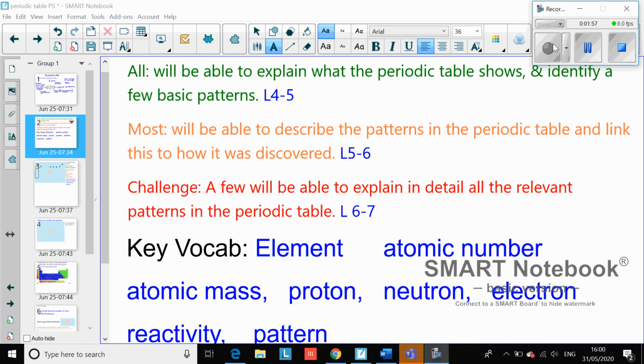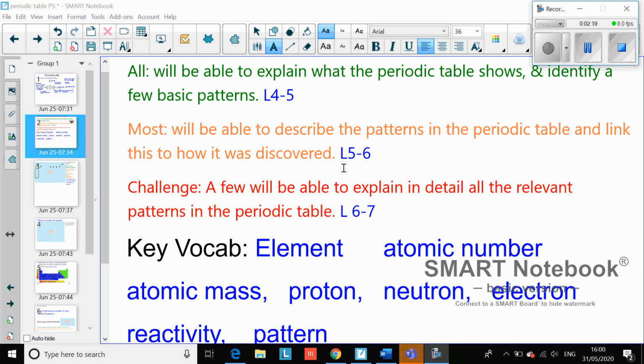Okay, so today, all of you should be able to explain what the periodic table shows you and identify a few basic patterns. Most of you will be able to describe the patterns in the periodic table and link this to how it was discovered. And a few of you will be able to explain in detail all the relevant patterns on the periodic table. And that will come as a result of the research.